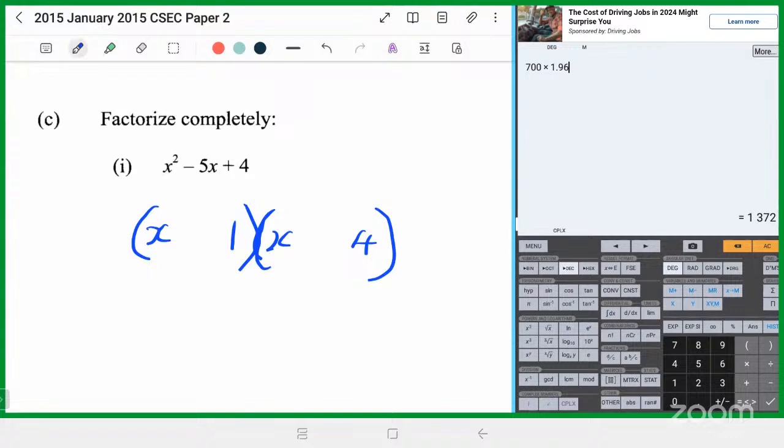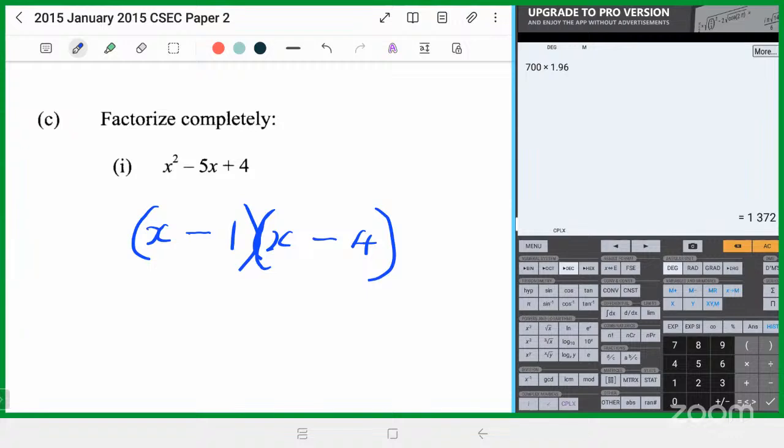Now, when the last value is positive, it means that the two signs in the brackets are the same, and this tells you what they are. They are both negative. So this is negative, that is negative. You have to learn the shortcut of doing these things, and watch the video and listen to what I've said.